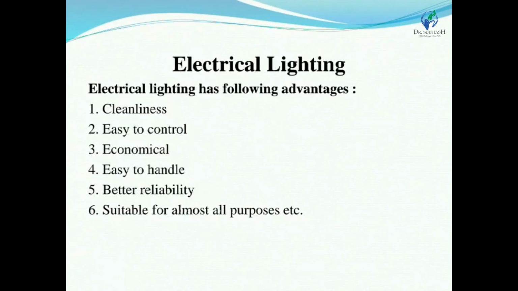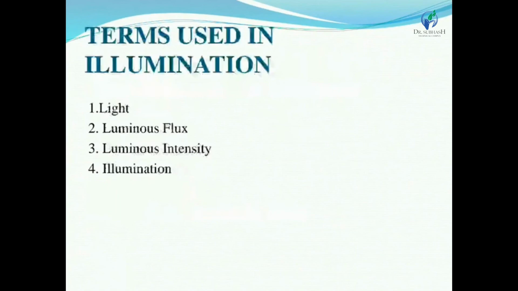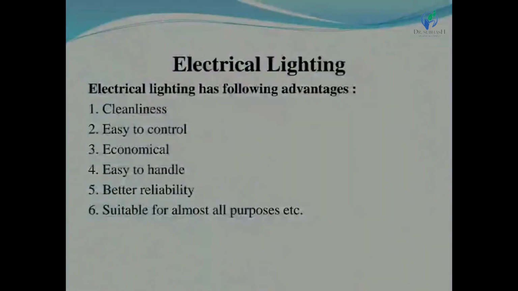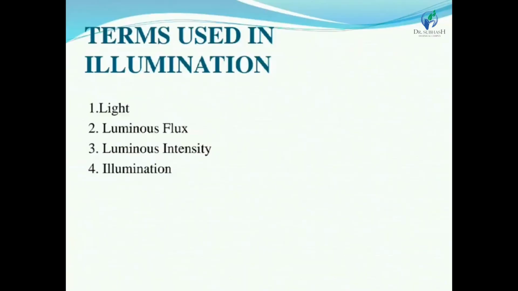Fourth, easy to handle. You can easily handle it anytime, turn on, turn off. You can change the intensity of light. And better reliability, suitable for almost all purposes. There are so many options for different purposes of lighting, like for a cricket stadium, for domestic, for industrial. Many options are there in electrical lighting. First off, we study the terms used in illumination.